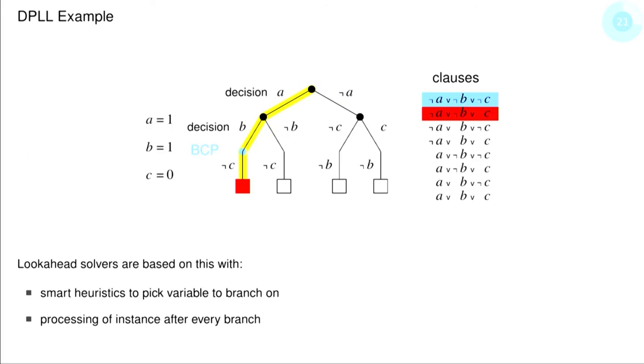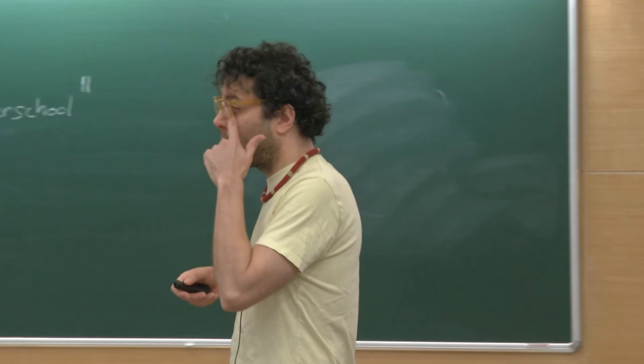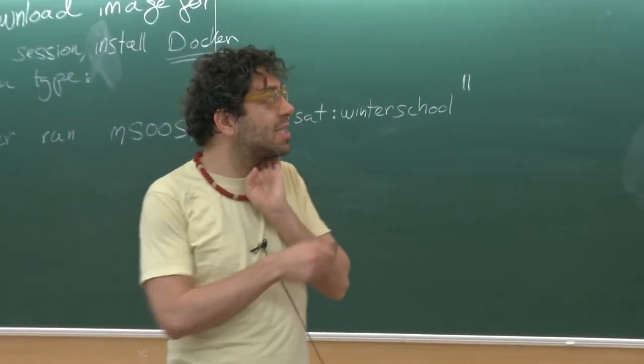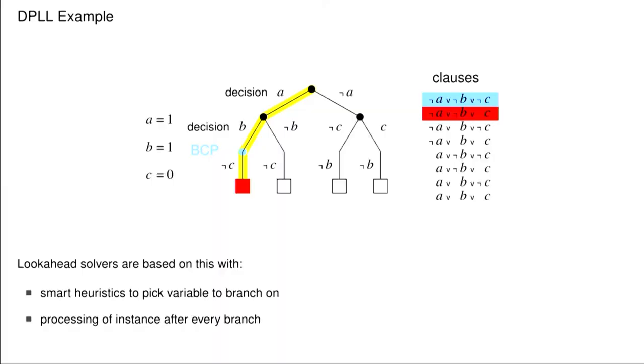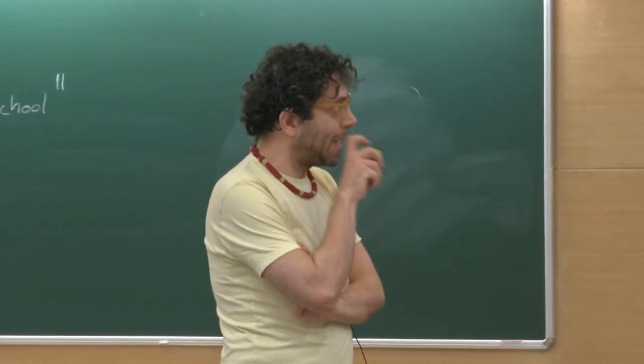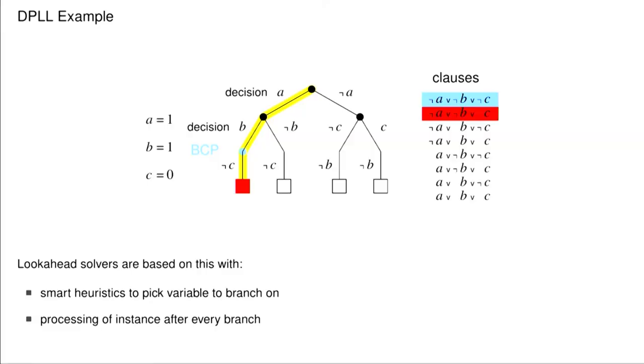Yeah, so one thing that I want to talk about is that there are different types of SAT solvers, and one of them is called look-ahead, which isn't so popular anymore, but it's actually a very interesting solver. And it does just that. It does exactly what you see here. And it obviously has very smart heuristics to pick the decision variable, because it makes a big difference what decision variable you pick. And it does lots of pre-processing on every branch.